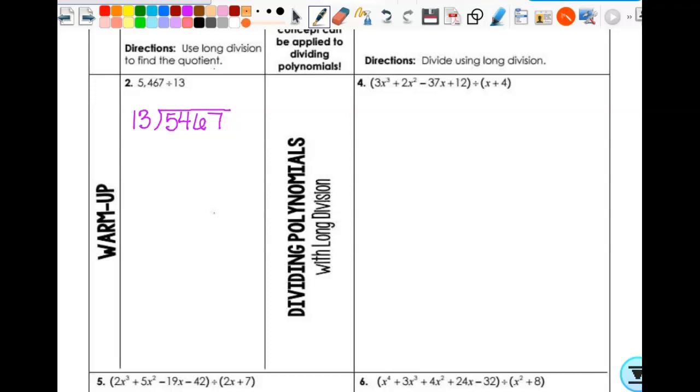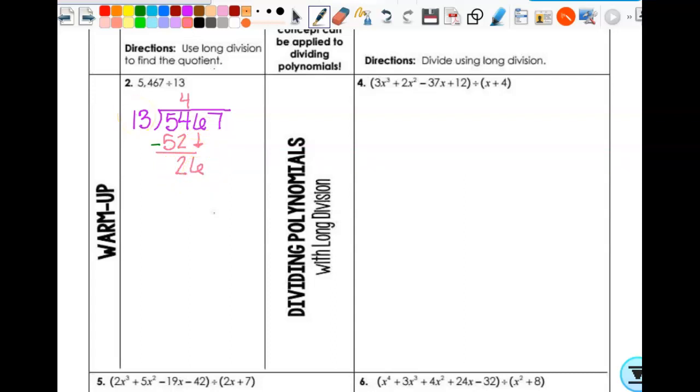So 13 times 3 is 39. If I had another 13, that would give me what? 52, so it seems like 4 would be a good thing. Do I get to put the 4 wherever I want to up there? No. I put the 4 above this 4, not because they're both 4s, but because I'm dividing into 54. Multiply this and I get 52. Then what do I do with those two numbers? I subtract, and this gives me 2, and then I bring down my 6.